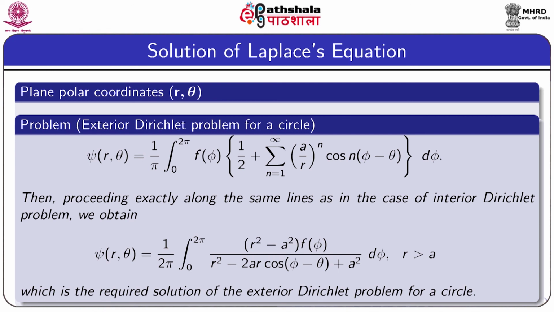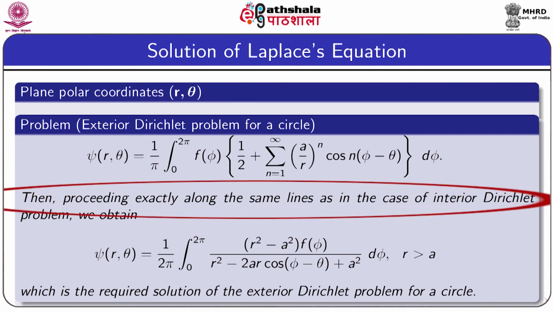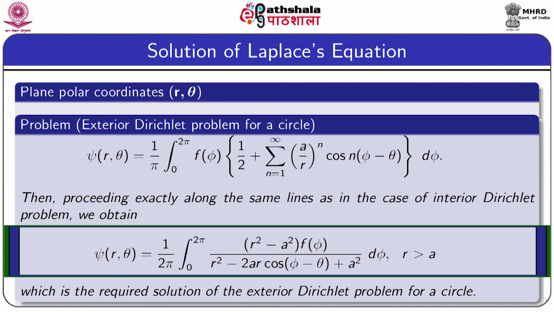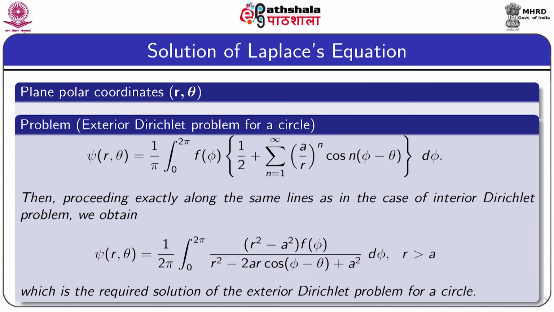Then, proceeding exactly as we have done in the earlier case of the interior Dirichlet problem, we can obtain the value of the infinite series, and subsequently we get the expression for psi, which is written here: psi equals 1 by 2 pi, integration 0 to 2 pi, (r square minus a square) f(phi) by (r square minus 2 a r cos(phi minus theta) plus a square) d phi, for r greater than a, and this is our required solution.